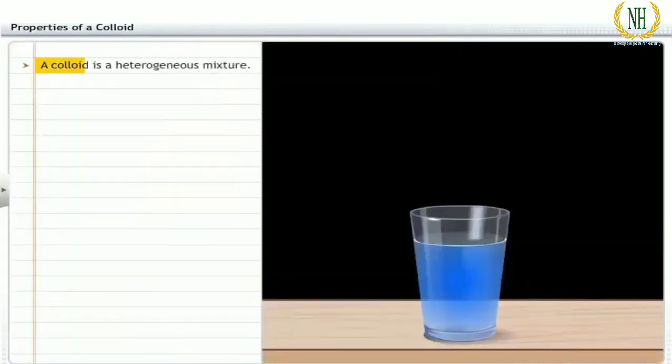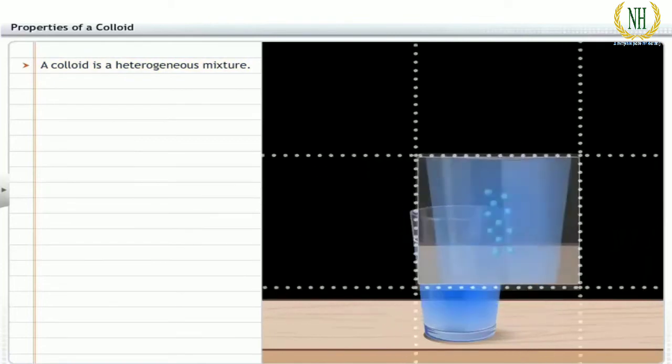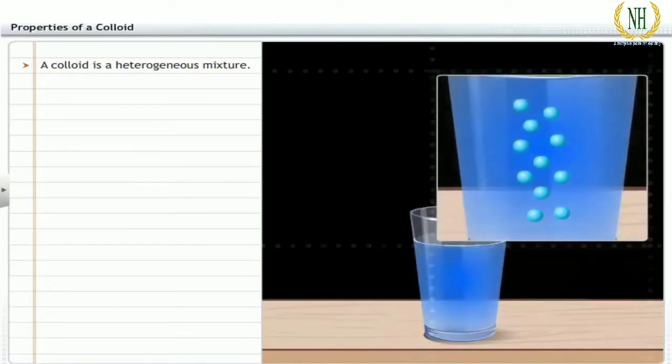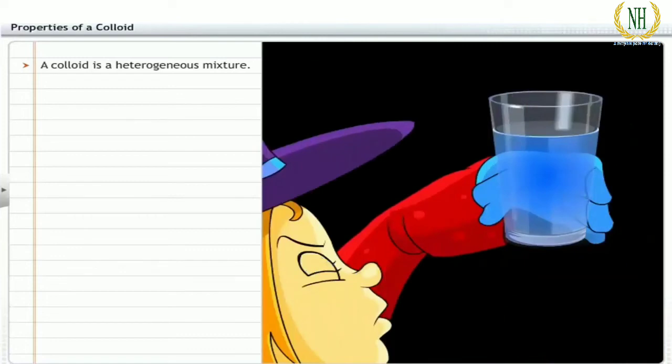A mixture of ink and water is an example of a colloid. Since its particles are smaller in size than those of a suspension, the colloid seems to be homogeneous. However, a colloid is actually a heterogeneous mixture. The particles of a colloid are very small and cannot be seen with the naked eye.